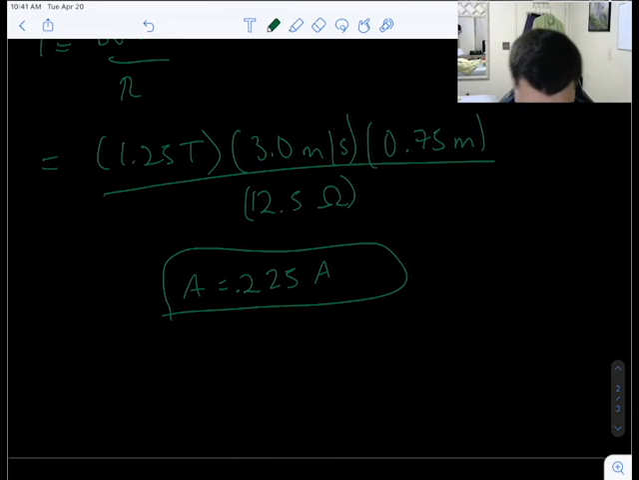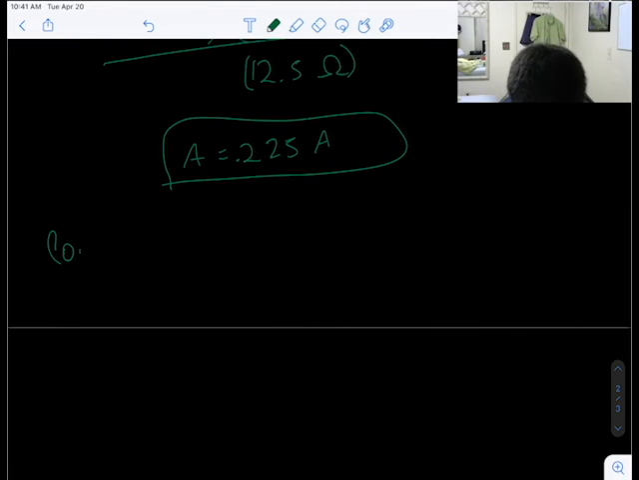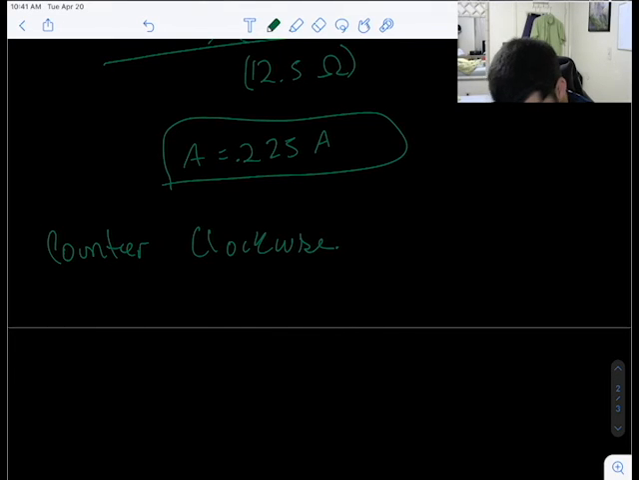So the same thing: as the circuit is going out of the field, the magnetic flux is decreasing in the direction out of the page, and the induced current should be counterclockwise.